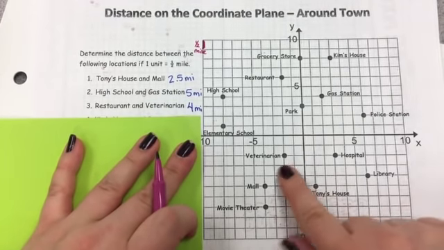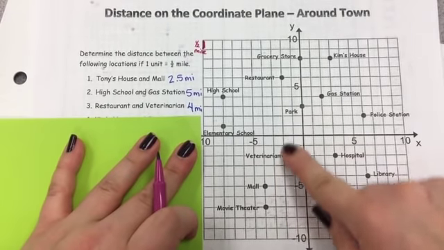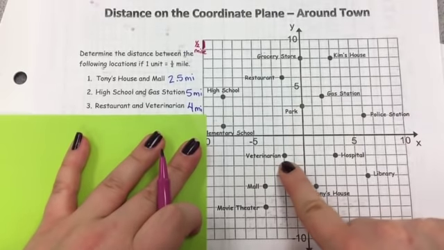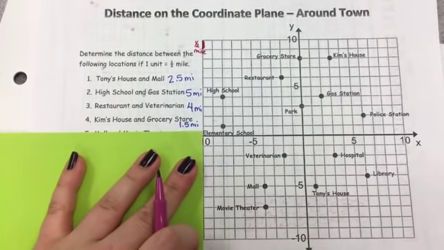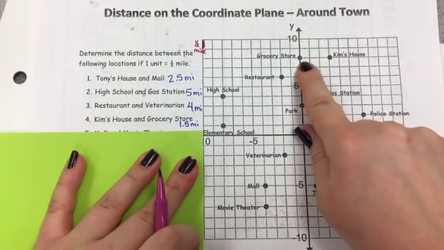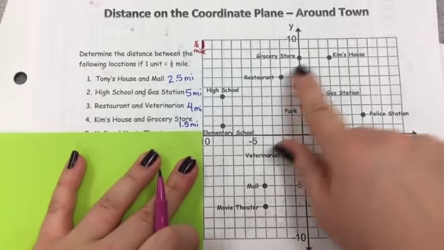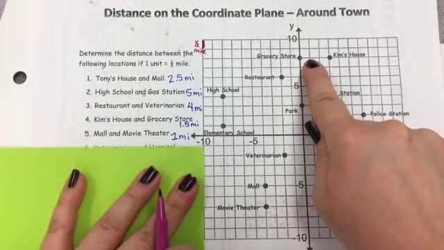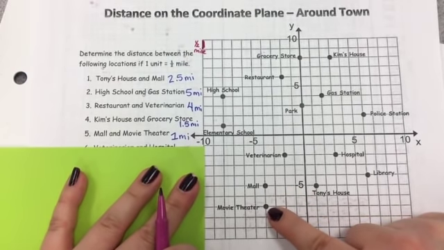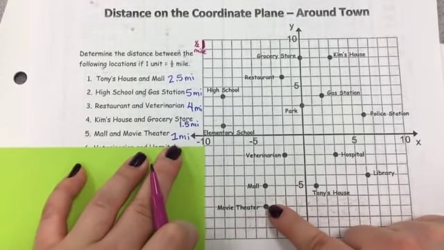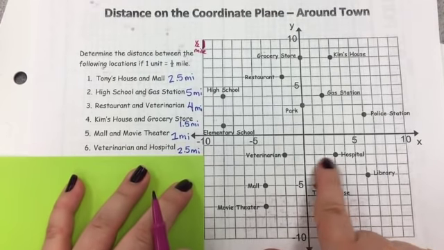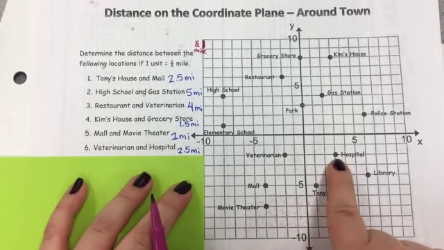The restaurant and the veterinarian, those should be 4 miles apart because they're 8 spaces apart. Kim's house and the grocery store, they're 3 units apart, which means that is going to be 1.5 miles apart. The mall and the movie theater are 2 units apart, which means they're going to be 1 mile. The veterinarian and the hospital are 5 units apart, which means they should be 2.5 miles apart.